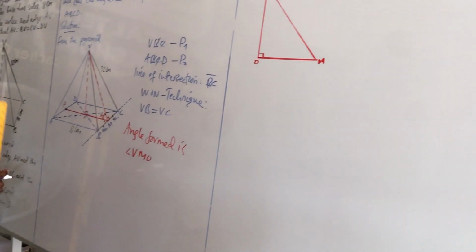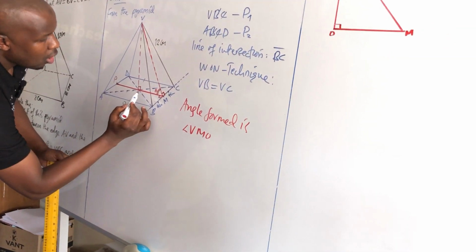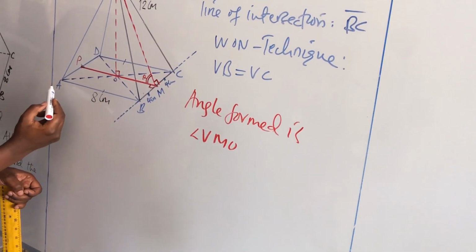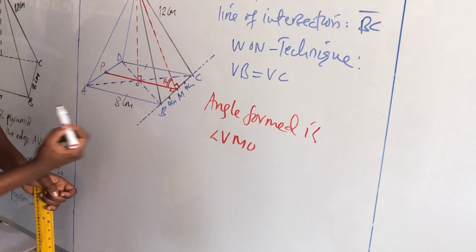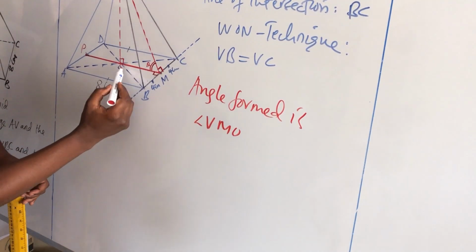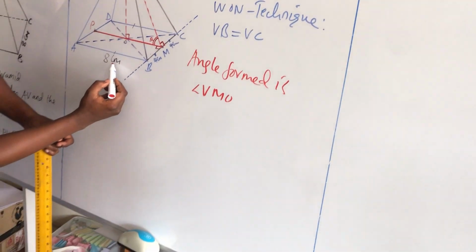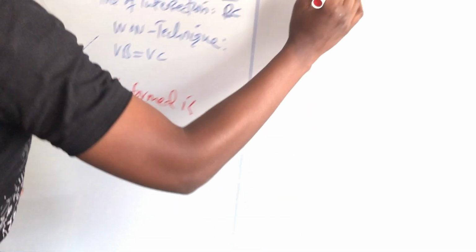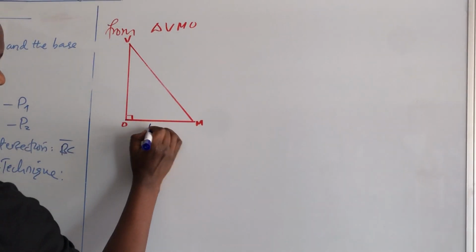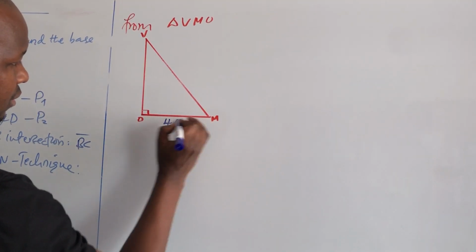Now coming back here to our figure, OM is half of PM, which is also half of AB. But AB, the dimension, was 8 centimeters. It means OM is half of this 8, so here will be 4. So here the dimension now will be 4 centimeters.